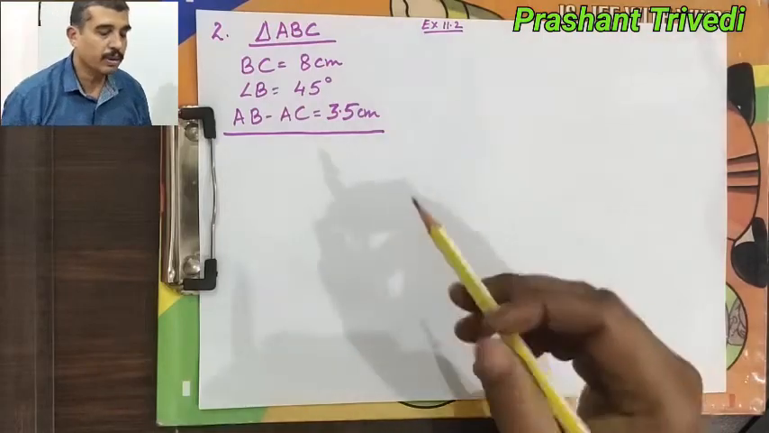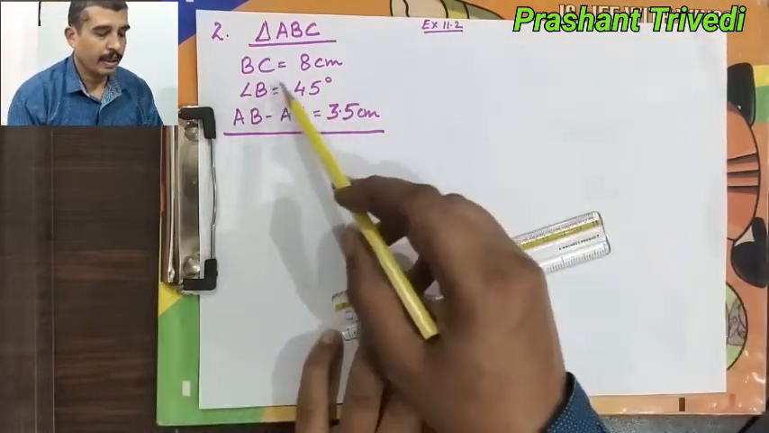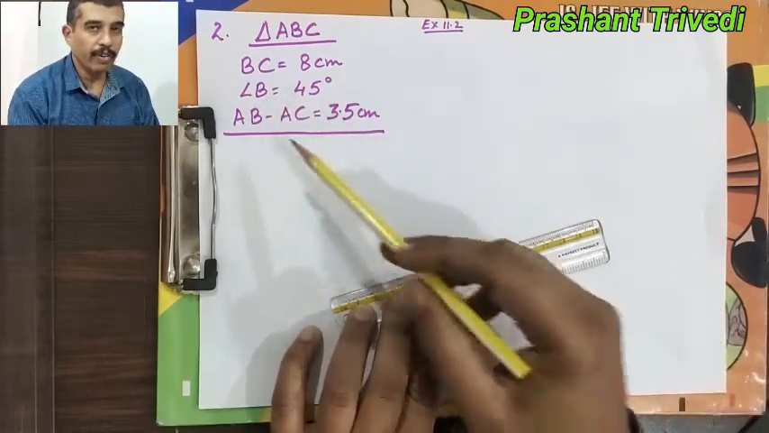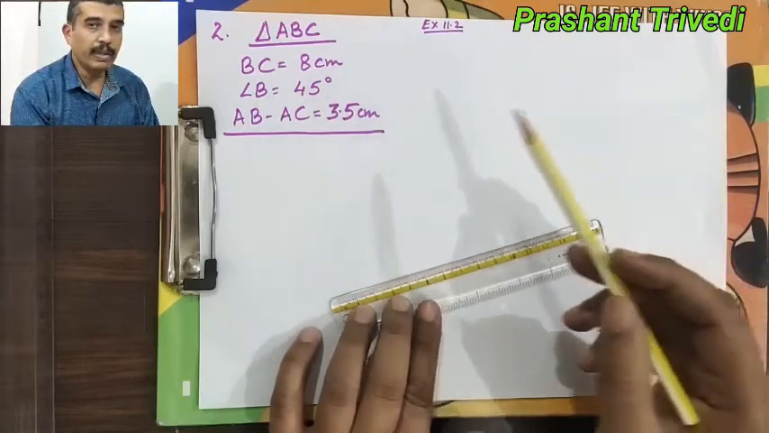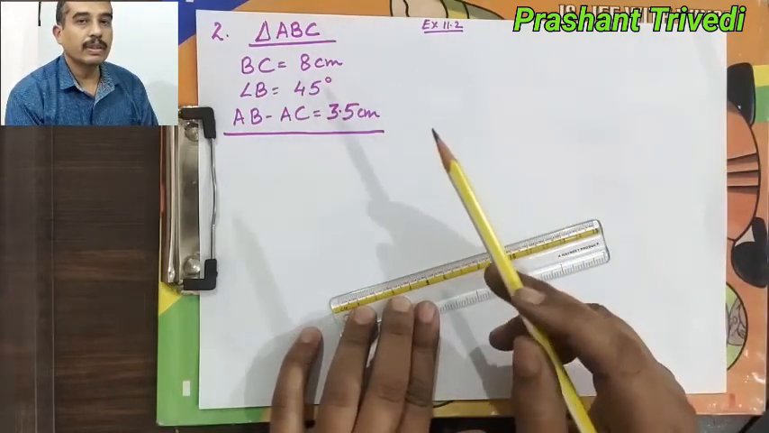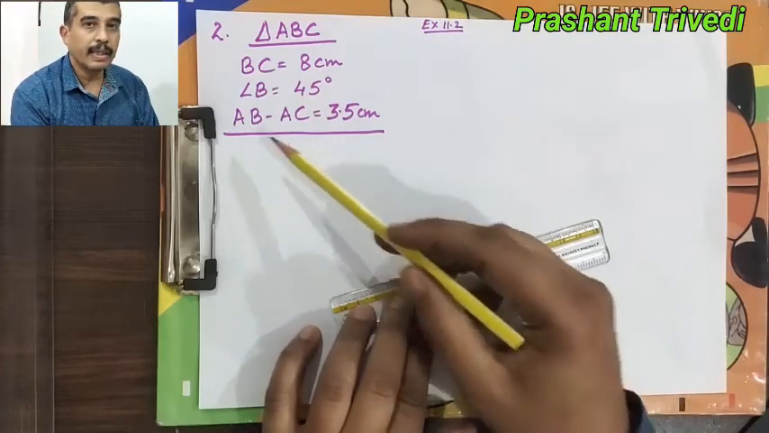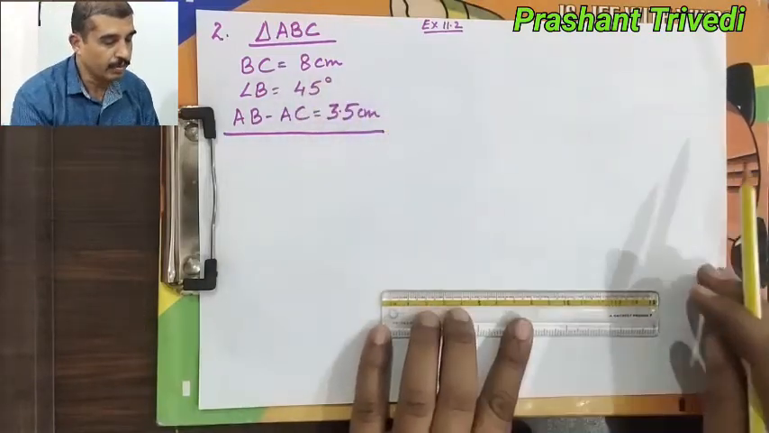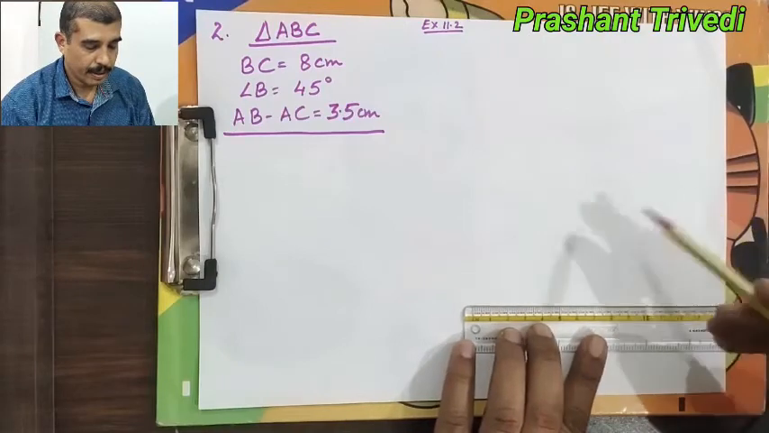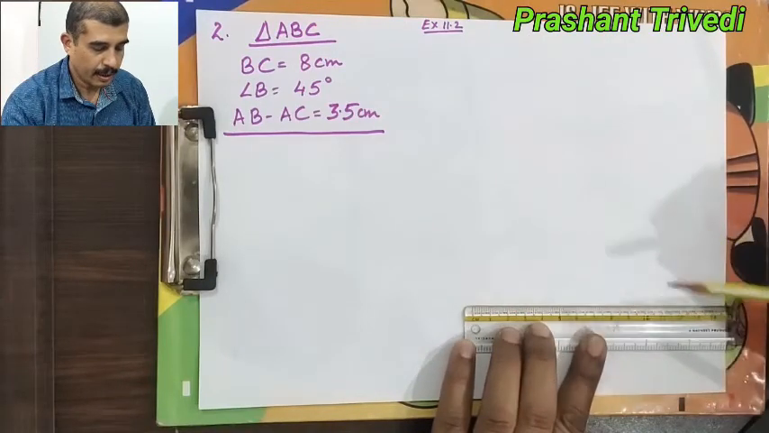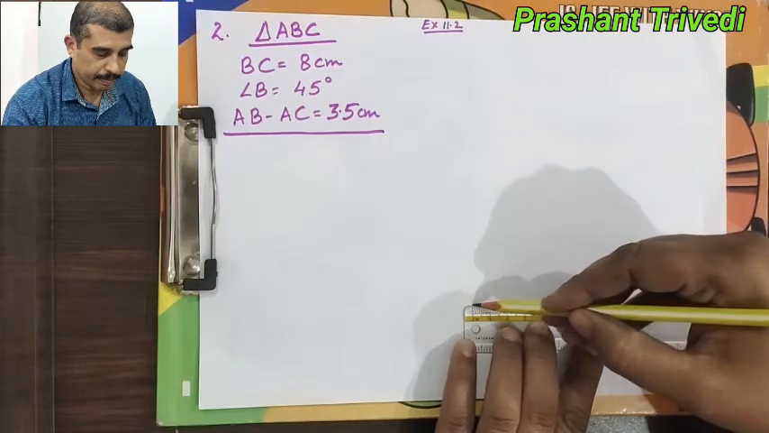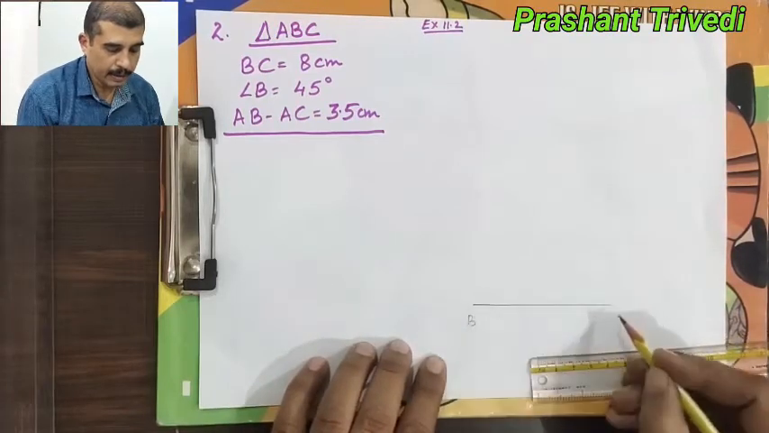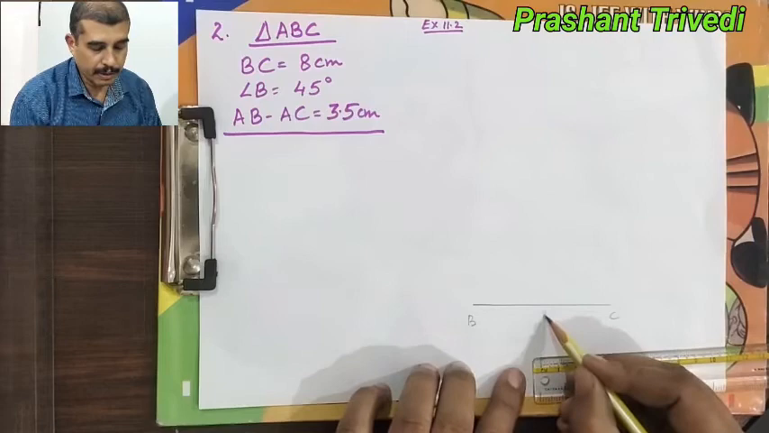The next question, number 2. Base BC is 8 centimeter. One of the base angles is 45 degree. Difference between the sides. Earlier it was the sum of the sides. Now here it is the difference, AB minus AC is equal to 3.5 centimeters. So first make BC, 8 centimeter.